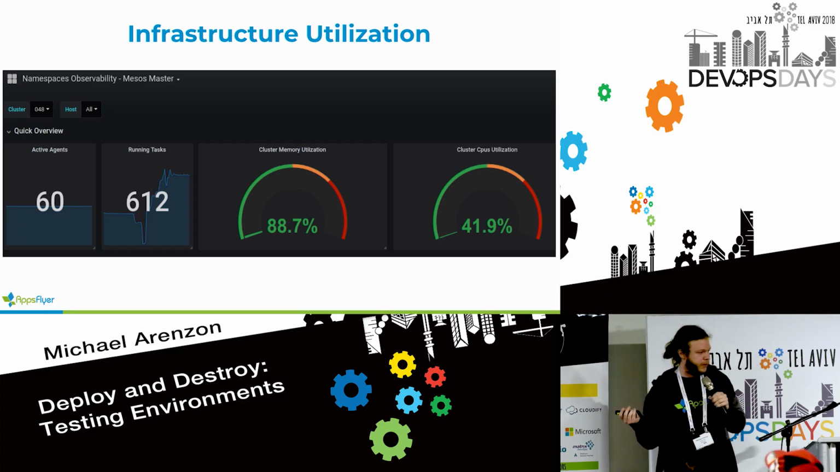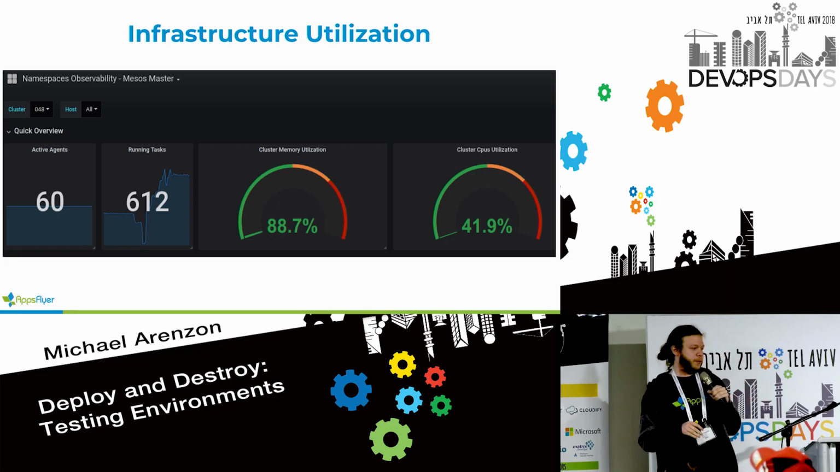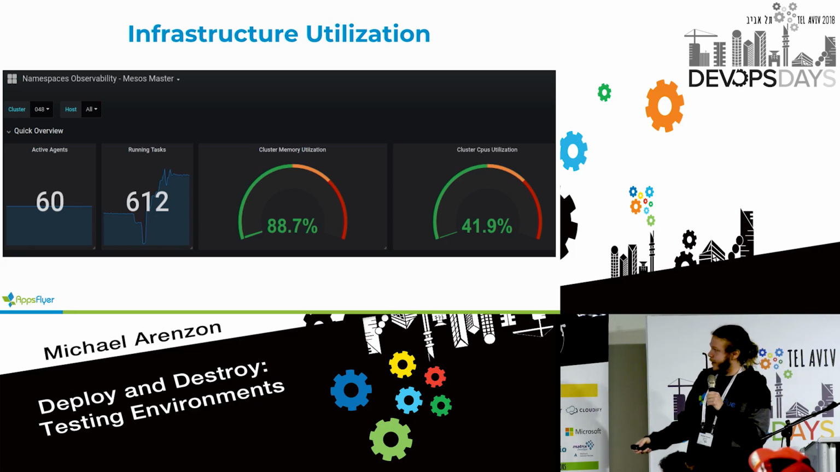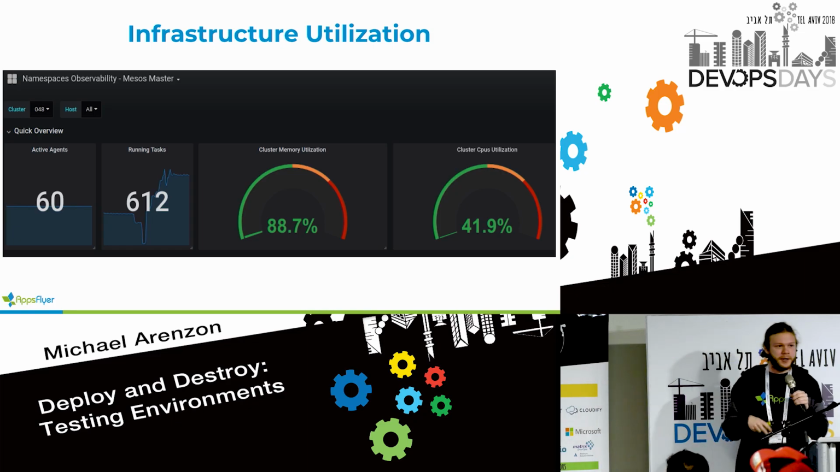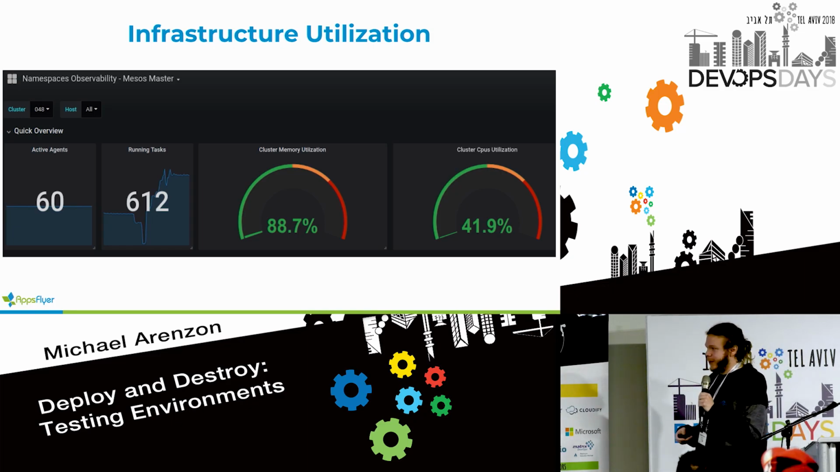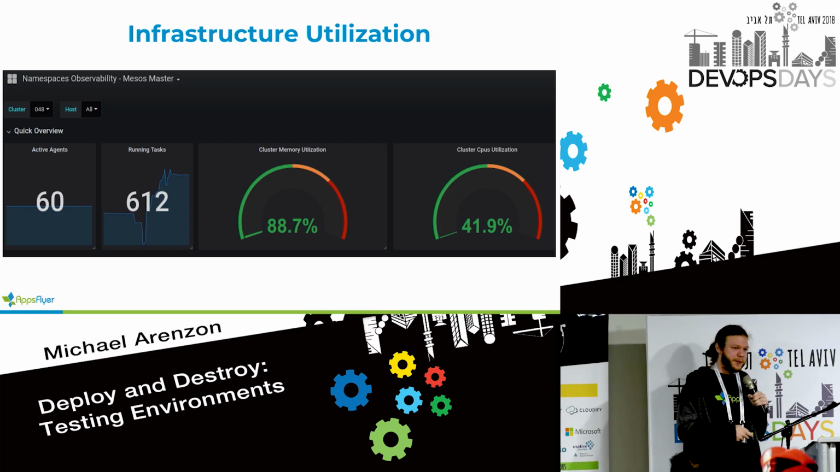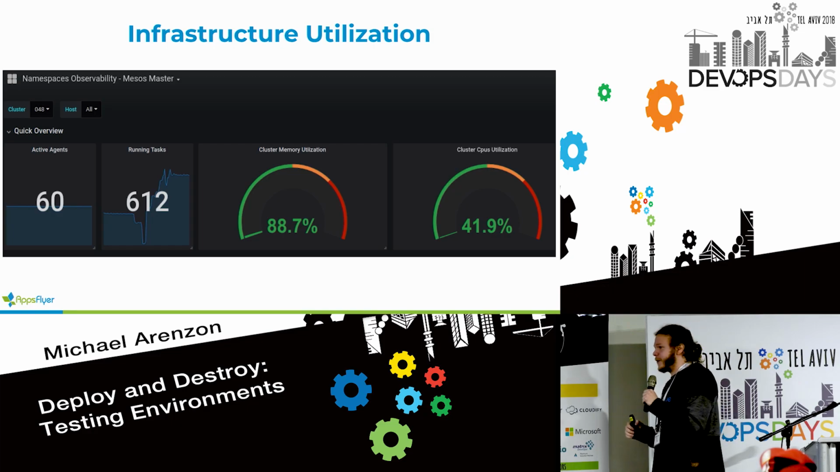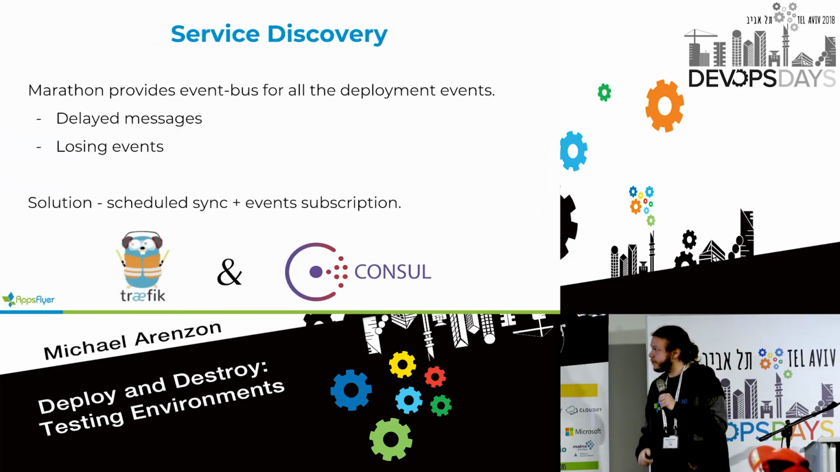So this picture was taken a few days ago, and we can see that with 60 agents, or with 60 worker nodes, we're running around 612 containers for over 55 different environments. And the utilization is quite nice. You can see that most of the utilization is memory. Because usually people, when they deploy the application, they need more memory to avoid out of memory exceptions or other problems. CPU is usually a compressible resource, so nobody really cares in their test environment if the request takes a bit longer. They just care that it won't fail in the test environment.